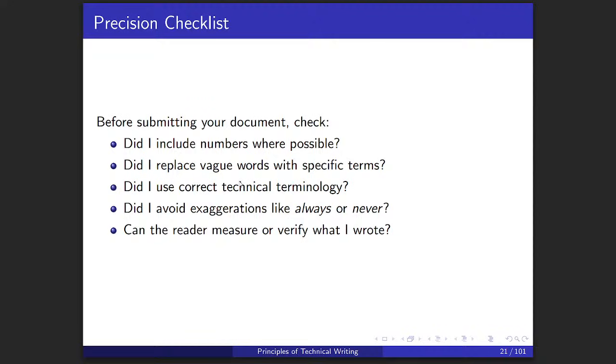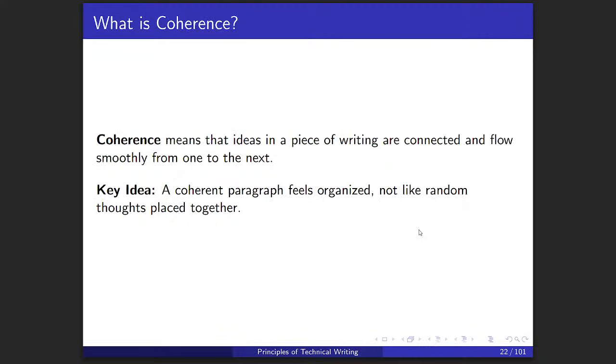Did I replace vague words with specific terms? Instead of using big words, I need to use specific terms. Did I use correct technical terminology or not? You need to address this. Did I avoid exaggerations like always or never? You need to check them. Can the reader measure or verify what I wrote? So if you are writing with clarity and precision, the user will understand it very easily.